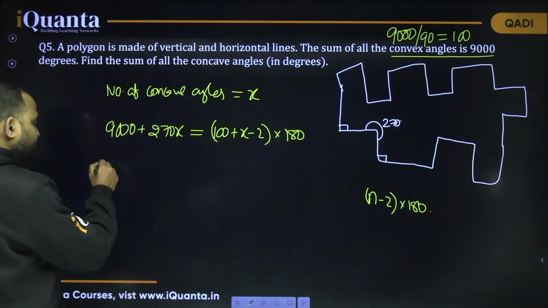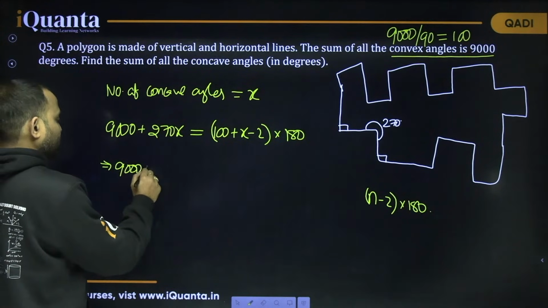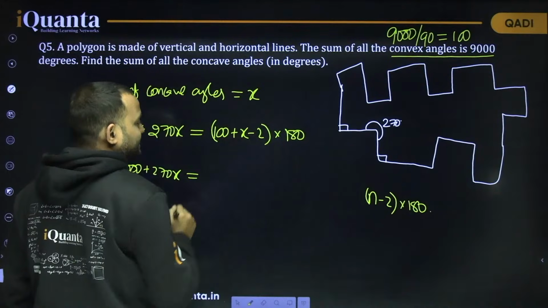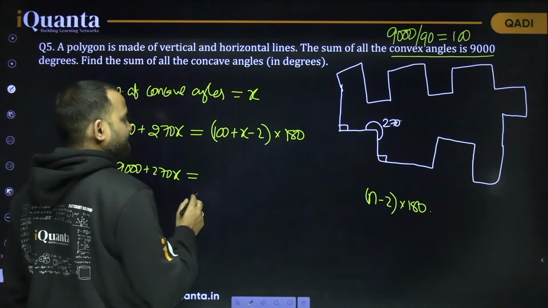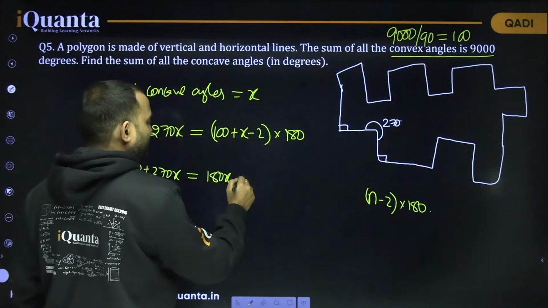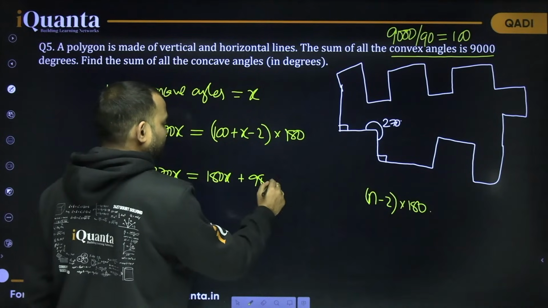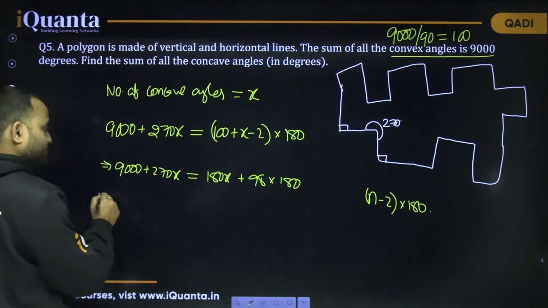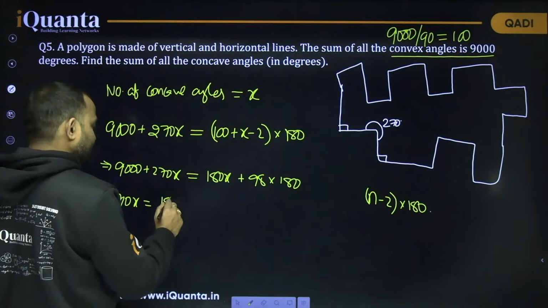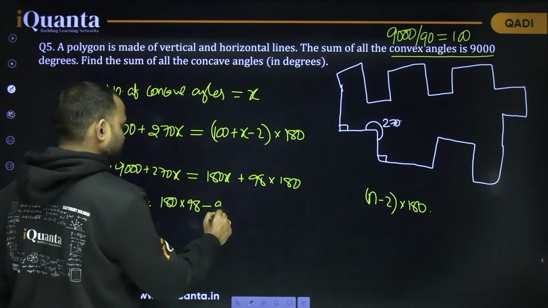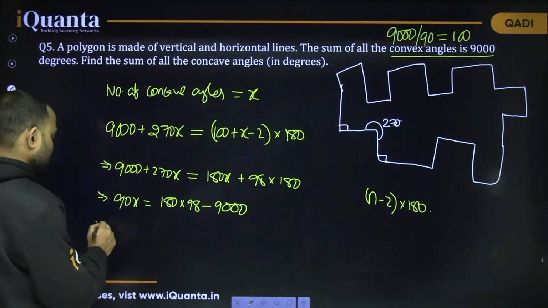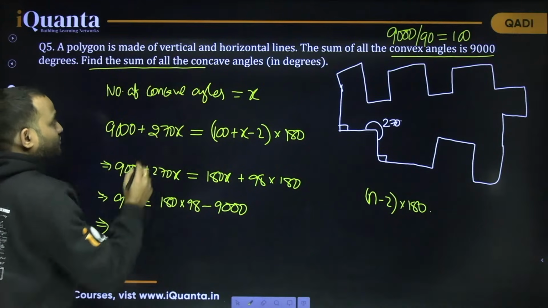Okay. So, what we can do, 9,000 plus 270x is equal to 98 into 180, right, plus 180x. So, from there, bring it to this side, 90x is equal to 180 into 98 minus 9,000. What we need to find? We need to find triple of that, correct. We need to find 270x, the sum of all the concave angles.